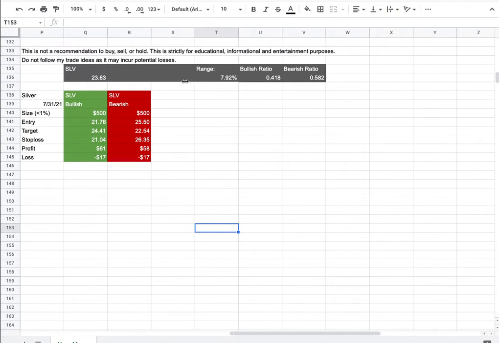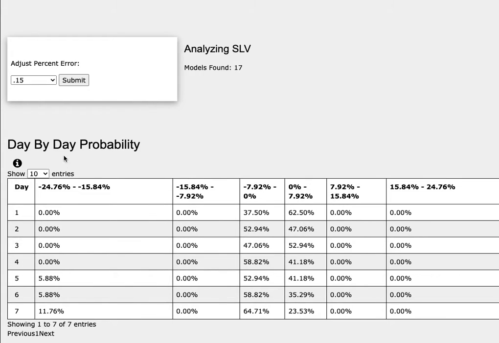So how did I develop these trade ideas? It all comes from the day-by-day probability model, which is available in the link below, so do check it out. As we progress to the 5th day or week of trading, silver futures has a 41% chance to climb between 0 to 8%, a 53% chance to fall between 0 to negative 8%, and a 6% chance to fall between negative 16 to negative 25%.